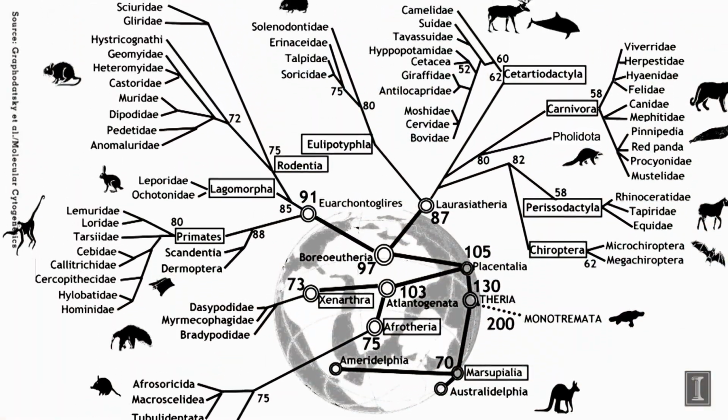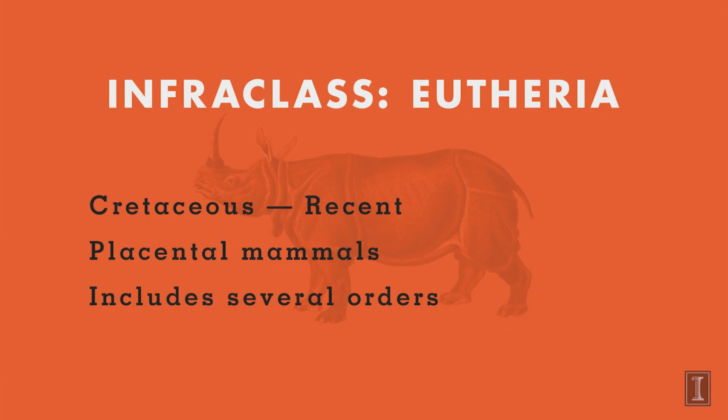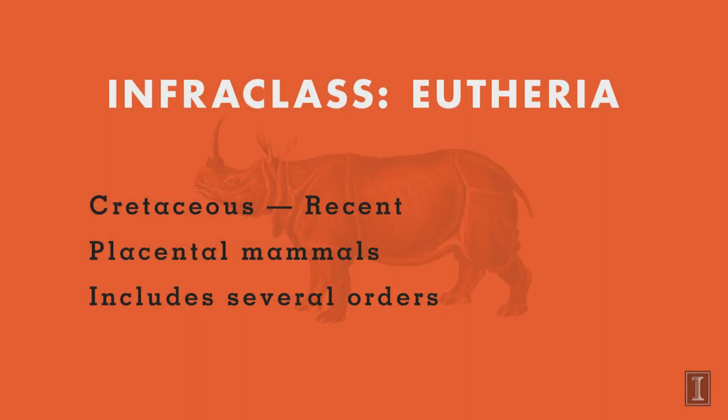All right, so what we're talking about here is we're in the class Mammalia, and we're dialing into the infraclass Eutheria here. So we're referring to our placental mammals actually. Oh, that's cute. All right, so we want to dial in here. The infraclass Eutheria arose in the Cretaceous period, and obviously we still have modern day representatives here.